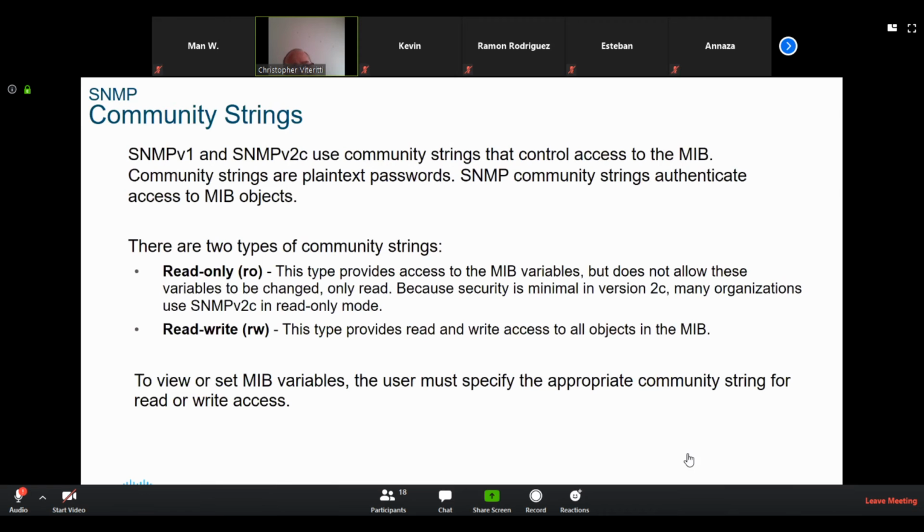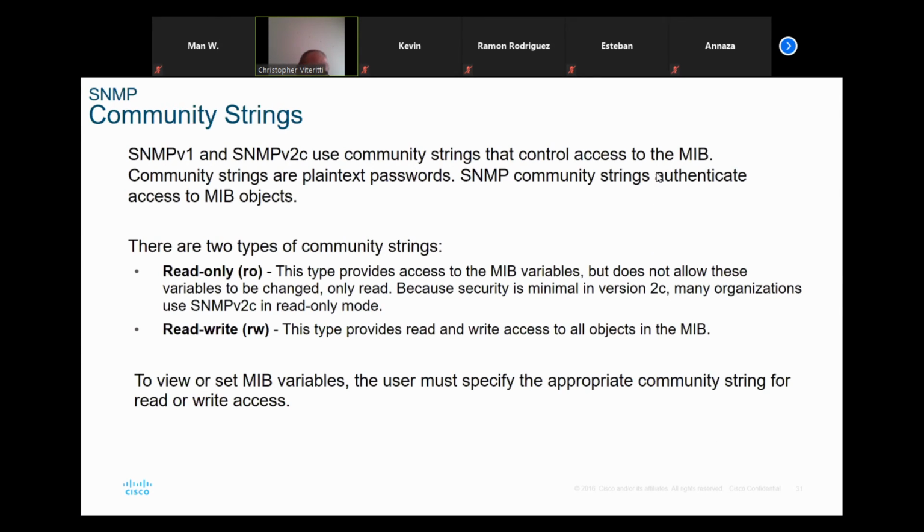Read-write. This type provides read and write access to all objects in the MIB. That means you can shut interfaces down, bring them up, turn down routing protocols, all kinds of good stuff. To view or set MIB variables, the user has to specify the appropriate community string for read or write access.